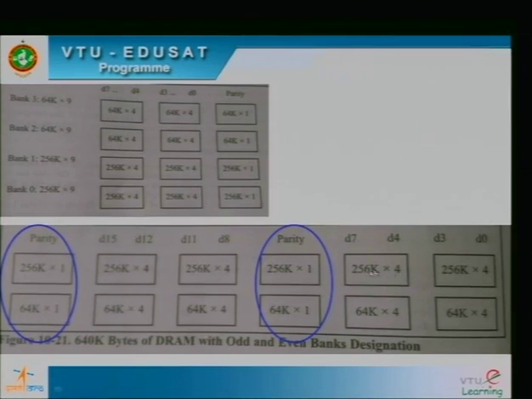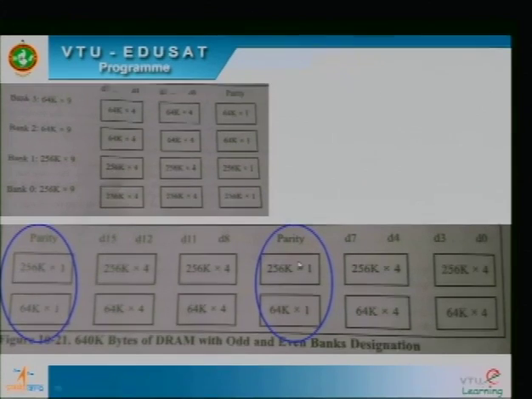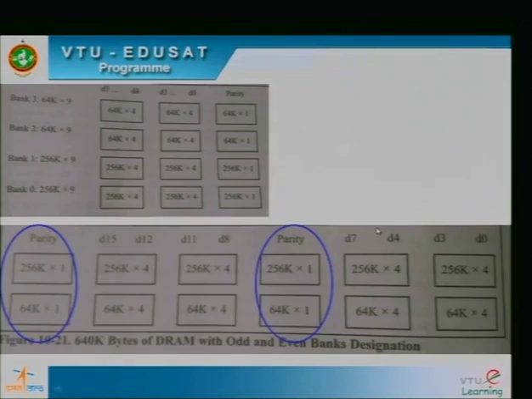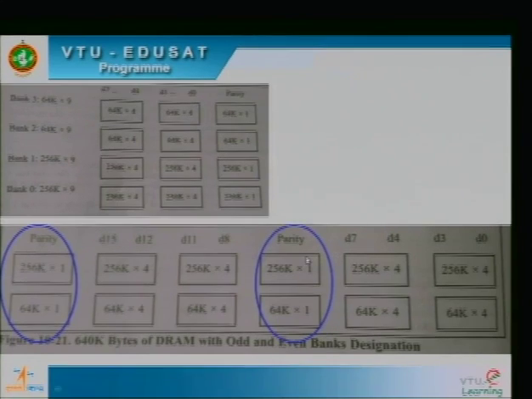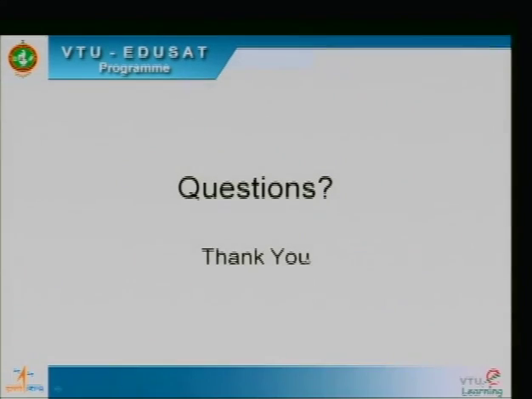For every 8 bits, 1 byte, you add a parity bit. So these parities are distributed like this. This gives me the arrangement of DRAM as odd and even banks. The same circuit that we have used previously can be used for the parity checking of the word location also.